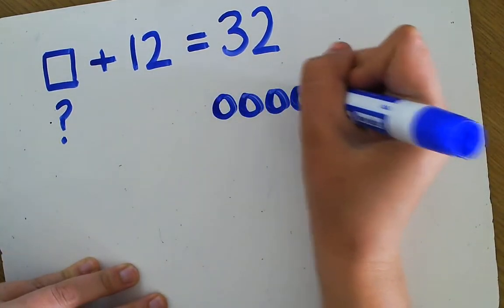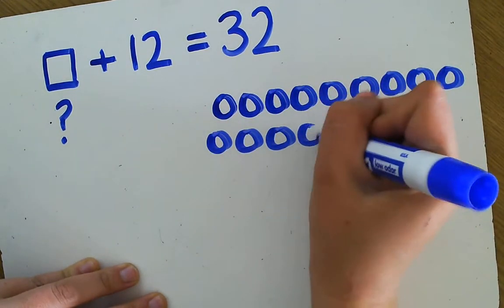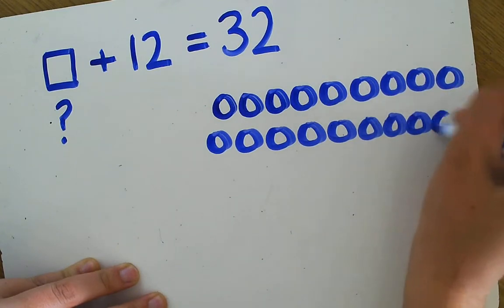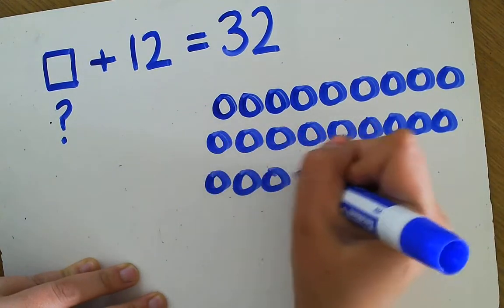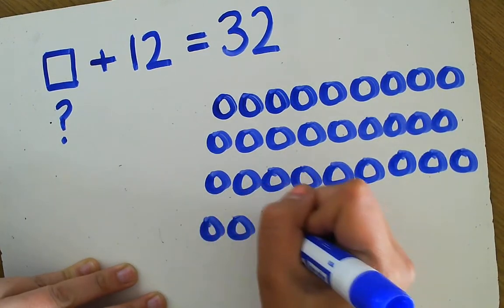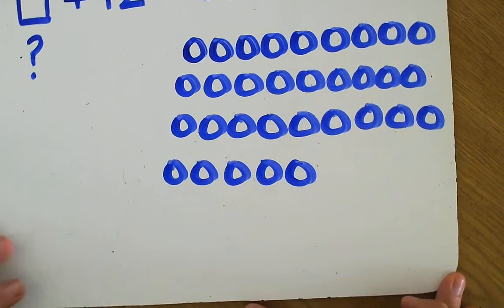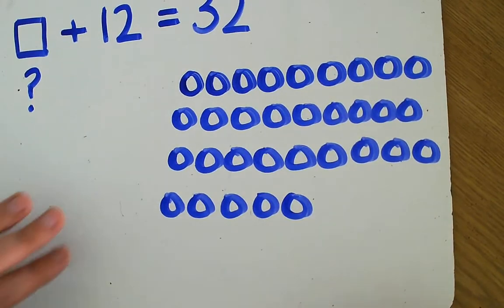1, 2, 3, 4, 5, 6, 7, 8, 9, 10, 11, 12, 13, 14, 15, 16, 17, 18, 19, 20, 21, 22, 23, 24, 25, 26, 27, 28, 29, 30, 31, 32. Okay, so I have 32 counters here.